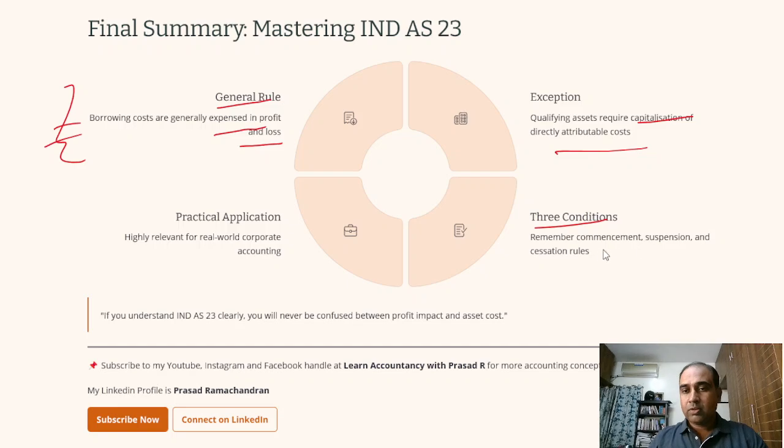So we discussed suspension and cessation. Whenever the asset is ready to use, that is the point at which we should cease the capitalization.